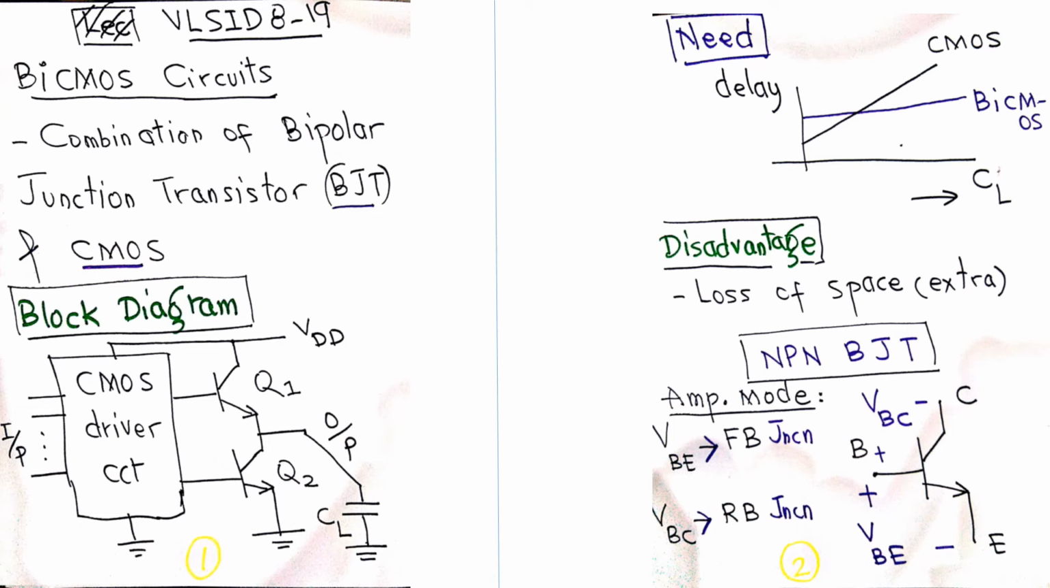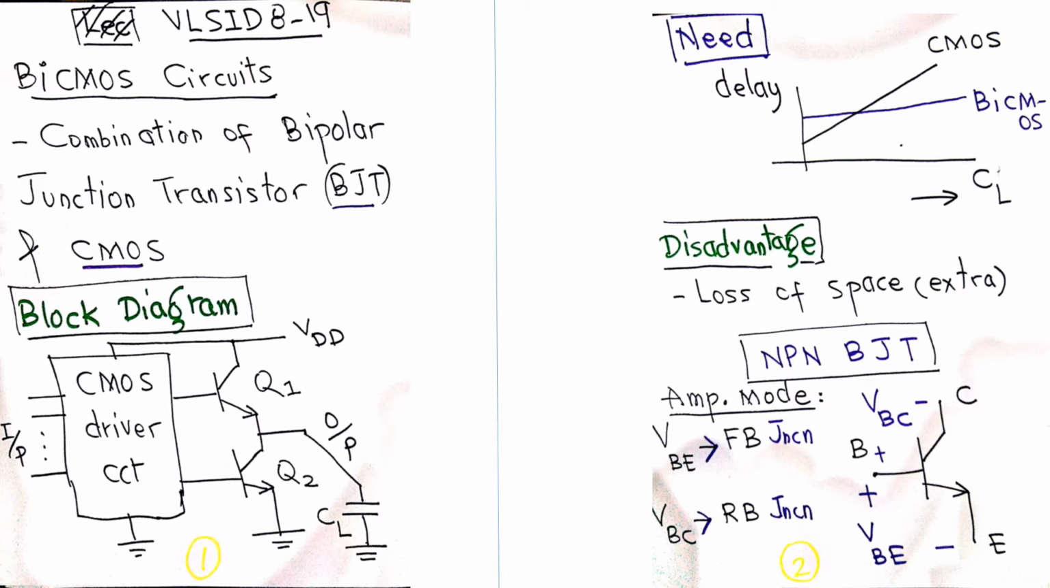Right, we'll start studying BiCMOS circuits in this 19th lecture from chapter number 8. It's a combination of bipolar junction transistors and CMOS transistors. The block diagram is there. CMOS circuitry is implemented in the box, and we have these two Q1 and Q2 NPN transistors connected at the output. In the middle we have the output, which is used to drive this load capacitance CL.